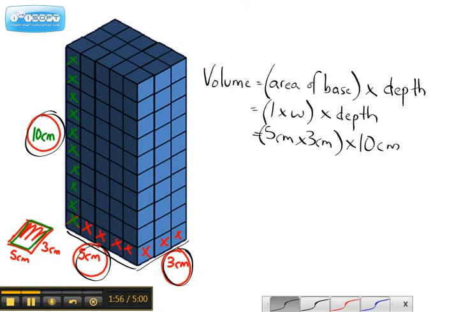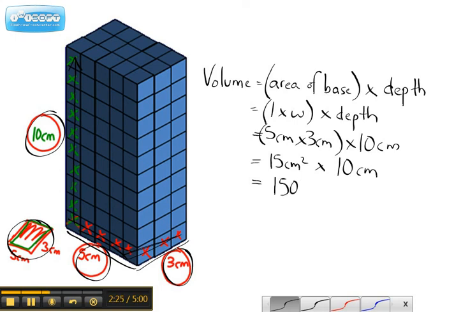We always do what's in the brackets first. 5 centimeters times 3 centimeters is 15 centimeters squared. What that means is that on the bottom, this shape has an area of 15 centimeters squared. That's the area. But we have to multiply by the depth, 10 centimeters, because there are 10 stacks of this rectangle. 15 centimeters squared times 10 centimeters is 150 centimeters cubed.